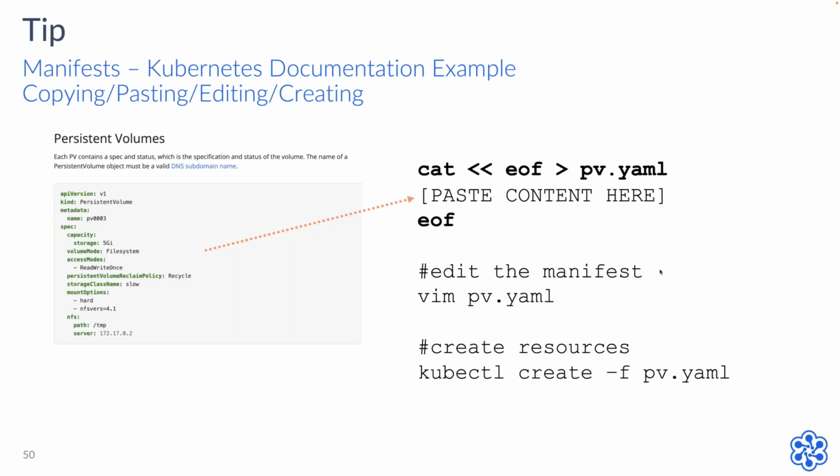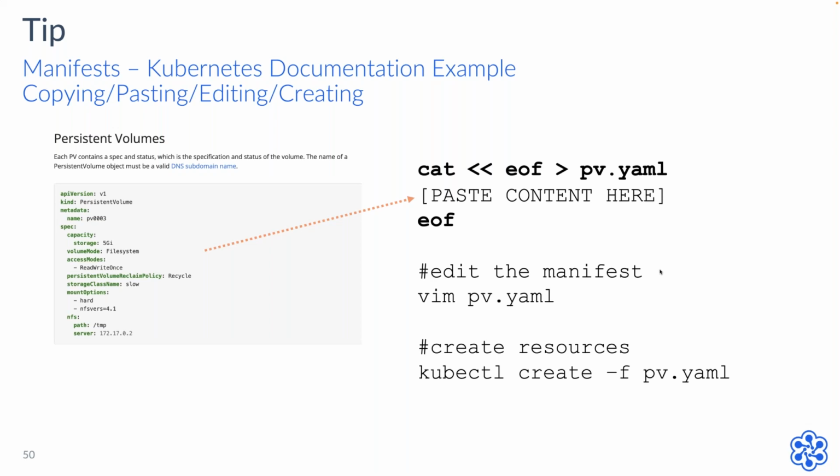Another technique when working with manifests or when you need to create resources within the cluster is, again, to go back to the online kubernetes.io documentation. Say, for example, you have a question to create a persistent volume. Go to the online documentation. There's a great example of what a manifest will look like for that type of resource.